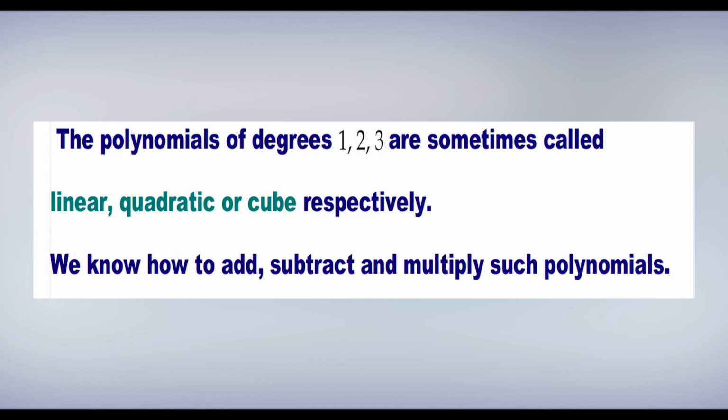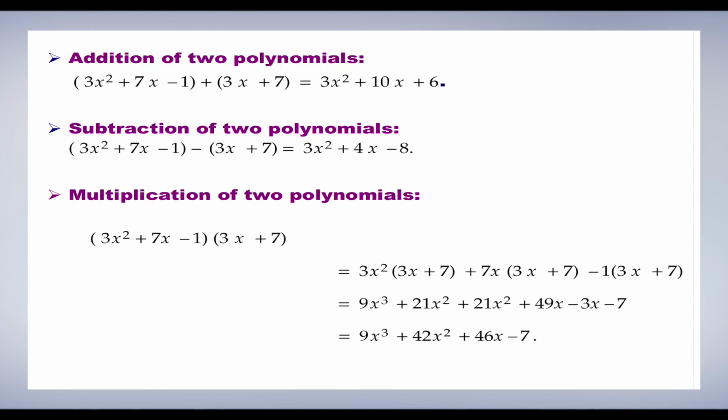We know how to add, subtract and multiply such polynomials. Let's see the addition of two polynomials. Take these: 3x square plus 7x minus 1, plus 3x plus 7. 3x square plus, the coefficients of x are 7 and 3. So 7 plus 3 is equal to 10, that is 10x, and 7 minus 1 is equal to 6. So the answer is 3x square plus 10x plus 6.